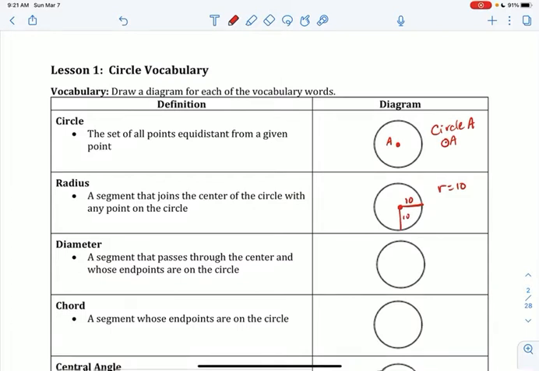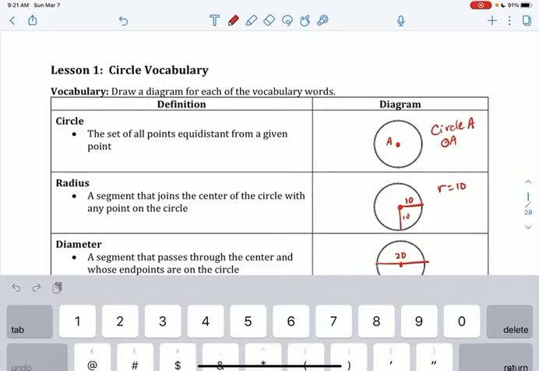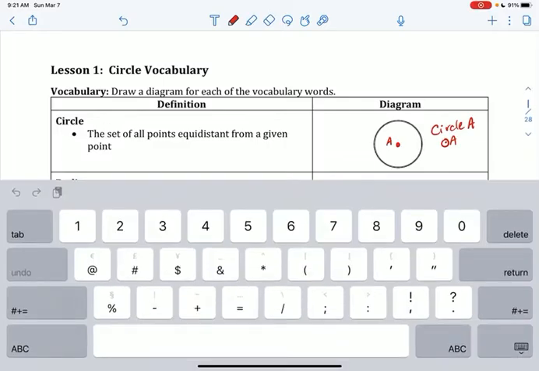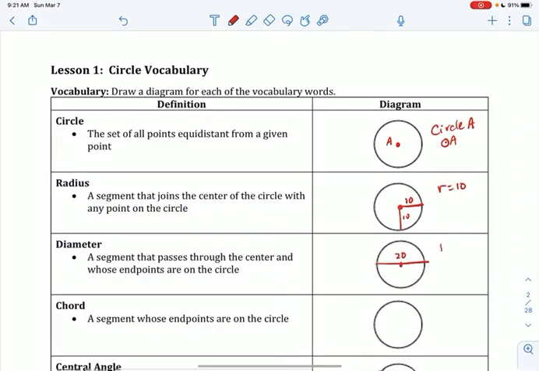A diameter is a segment that passes through the center and whose endpoints are on the circle. So this right here is a diameter. If the whole line is drawn, then I know that's the diameter. And we know this from when we were doing area of circles. So if my diameter is 20, my radius is half of the diameter. My radius would be 10.